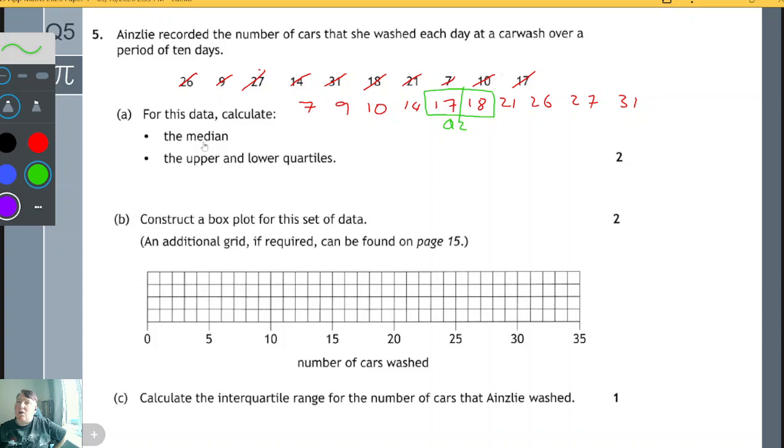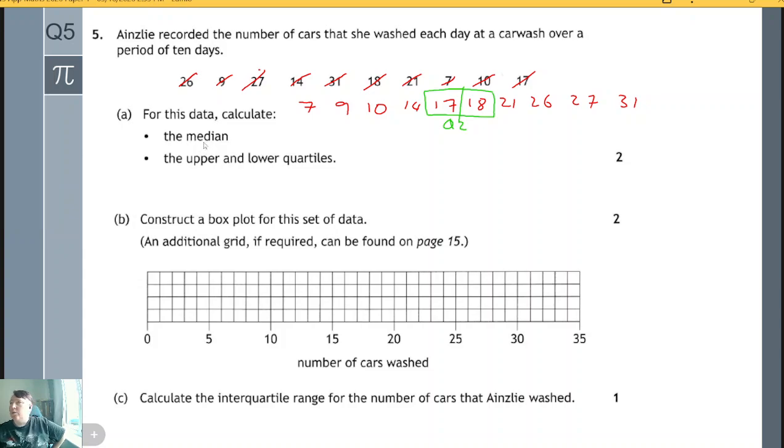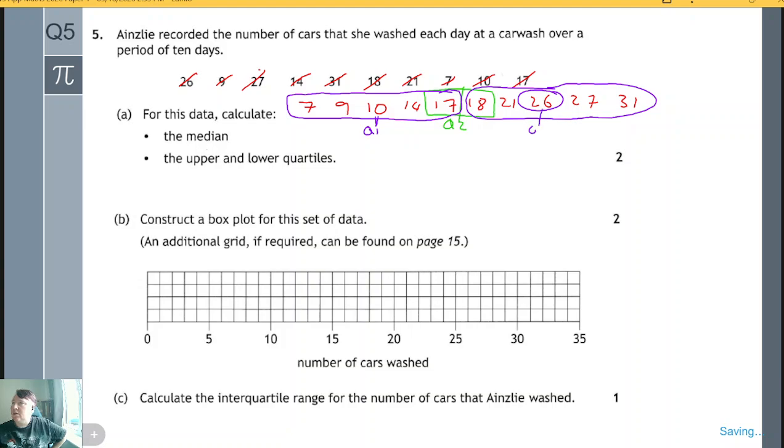All right, for our lower quartile, we're looking at this section here. Because our median was not one of our numbers, we don't have to ignore anything. So we are here for Q1. And same again on this side. We are here for Q3. That's going to prove important in a minute.